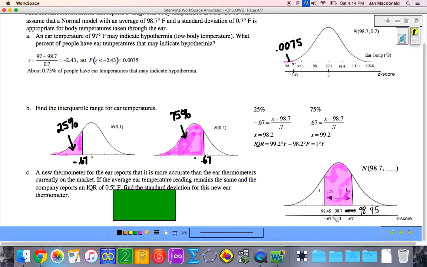Okay, so now we have a new interquartile range of 0.5 degrees. And we're trying to find standard deviation. Well, how are we going to do that? Well, let's pick either one of our data values. We can use 98.95 or we could use 98.45. It doesn't matter. Pick any one data value and plug it in to the z-score formula.